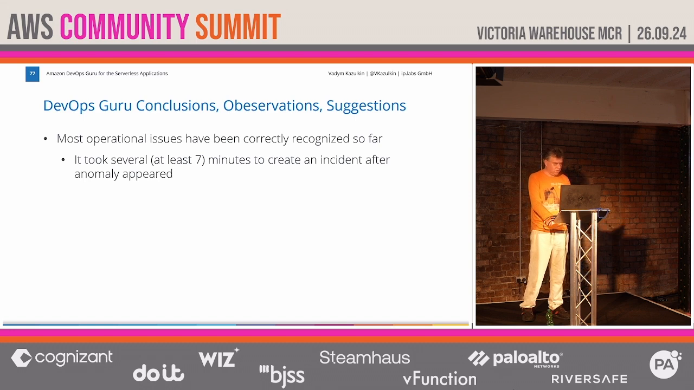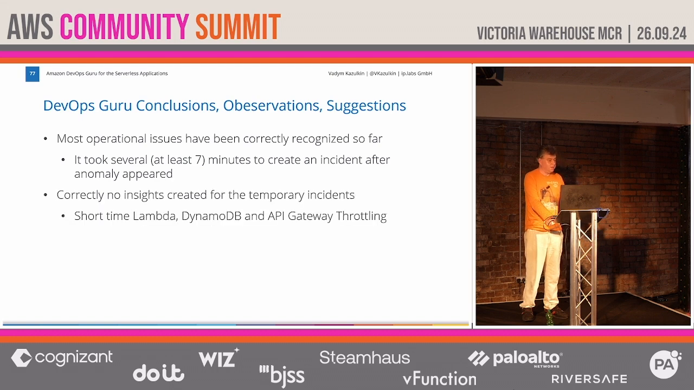So, conclusions and observations: mostly incidents have been recognized. It takes 7 minutes, just to avoid false positives. Starting from the incident, 7 minutes later you can decide whether it's okay or not. I have a reaction time of hours in the on-call duty, so 7 minutes is not a problem, though it might be different for your use case. For short-term incidents, no insights have been created, and that's okay. Nobody needs to be woken up in the night because of 2 failures on a Lambda function, something like this.